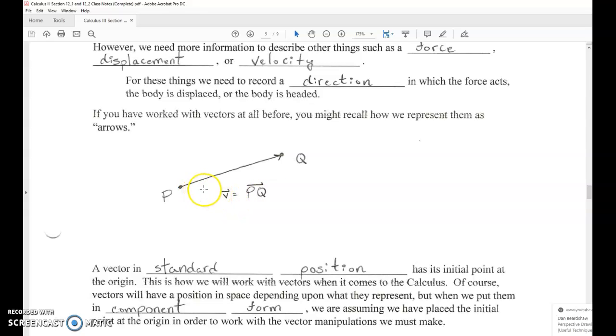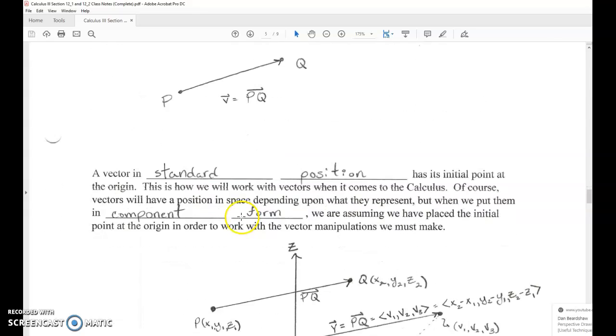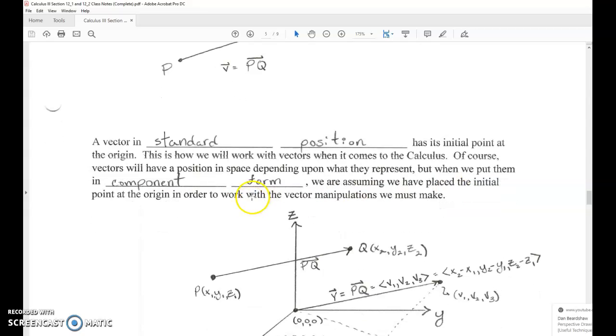Okay, now that's a vector just kind of sitting out there. If we want to talk about vectors in standard position, that means we have its initial point at the origin. And that's how we're going to work with vectors most of the time when it comes to calculus. Of course, vectors will have a position in space depending upon what they represent. But when we put them in component form, we are assuming we have placed the initial point at the origin in order to work with vector manipulations that we need to make.